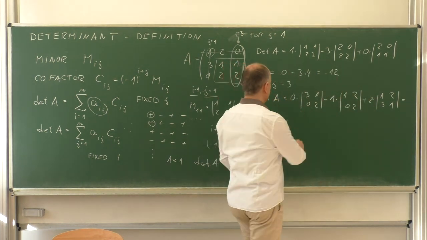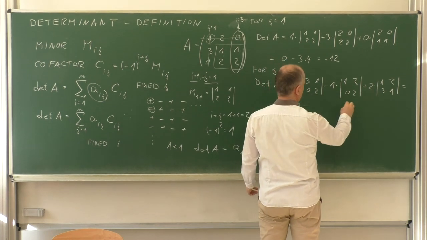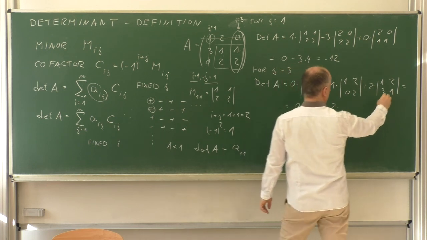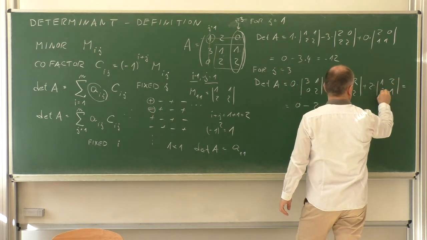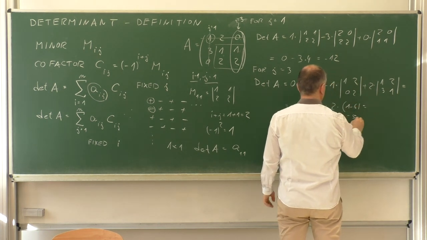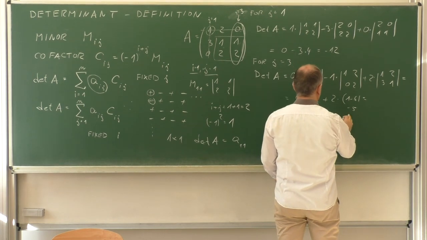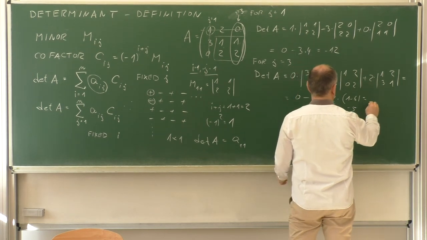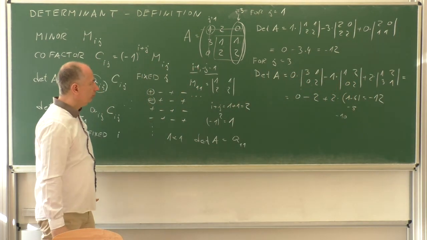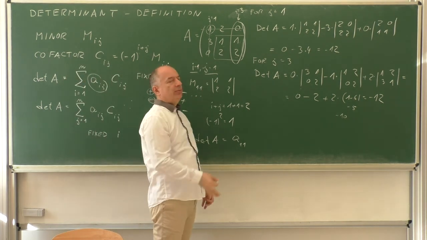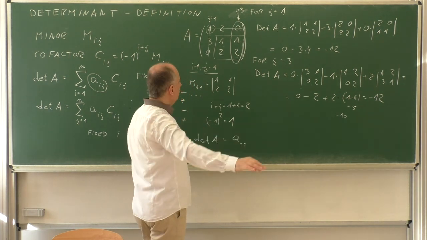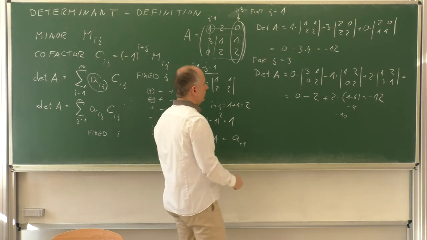So this is 0. Here we have minus 2 plus 2 times 1 minus 6, which is minus 5, which is minus 10, which is minus 12. Yeah, the same result. So that was expanding the determinant along a chosen column. Let's try to expand the determinant along a chosen row.